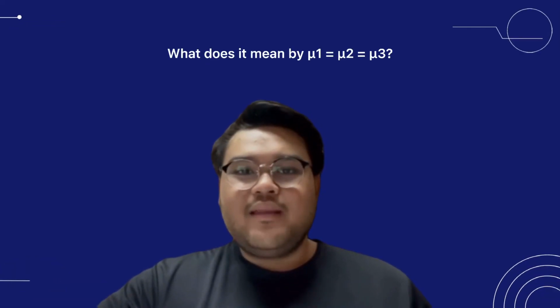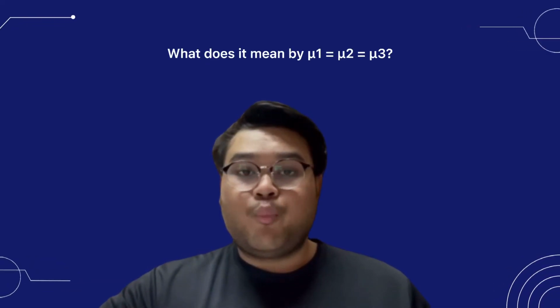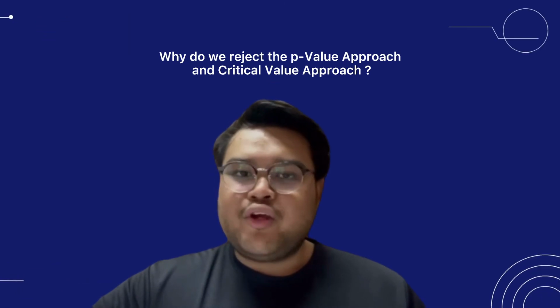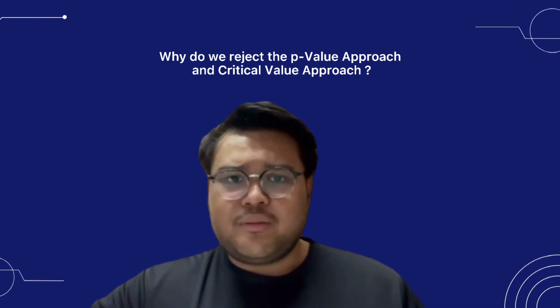What does it mean by mu1 equals mu2 equals mu3? Hypothesis mean 1 represents business major, hypothesis mean 2 represents liberal arts major, and hypothesis mean 3 is for science major. Why do we reject under the p-value approach and the critical value approach?